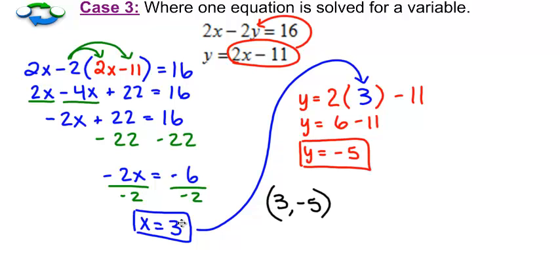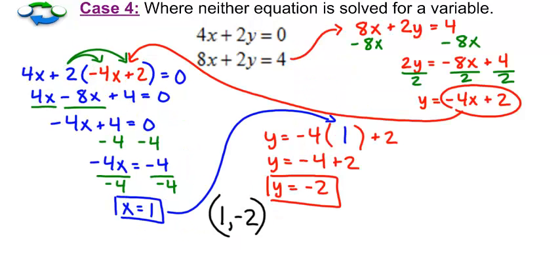From there, we have to plug that back in to our second equation where we see x. So it reads y equals 2 parentheses 3 minus 11. Now, we remember that those parentheses mean multiplication, so 2 times 3 gives us 6, and 6 minus 11 gives us negative 5. So our solution here is 3, negative 5.